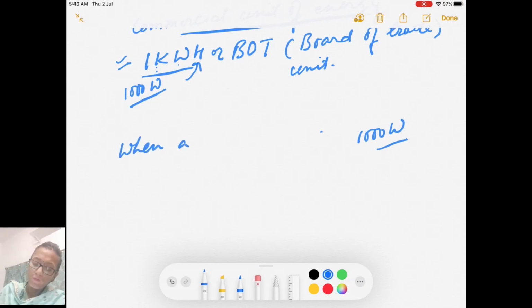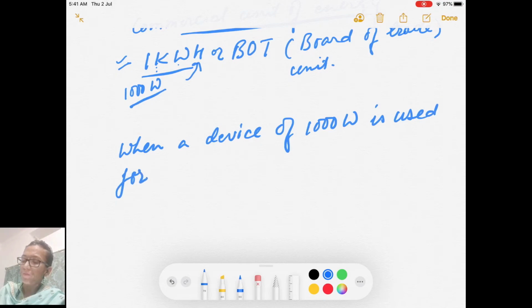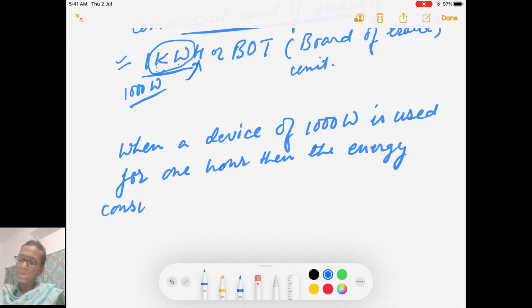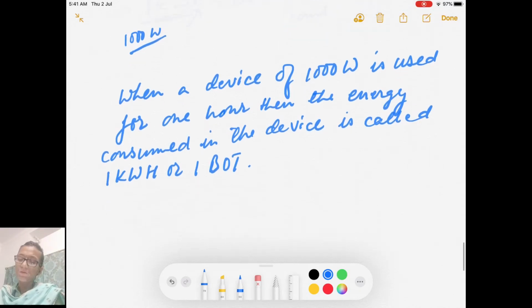When a device of 1000 watt is used for 1 hour, then the energy consumed in the device is called 1 kilowatt hour, or 1 board of trade unit.